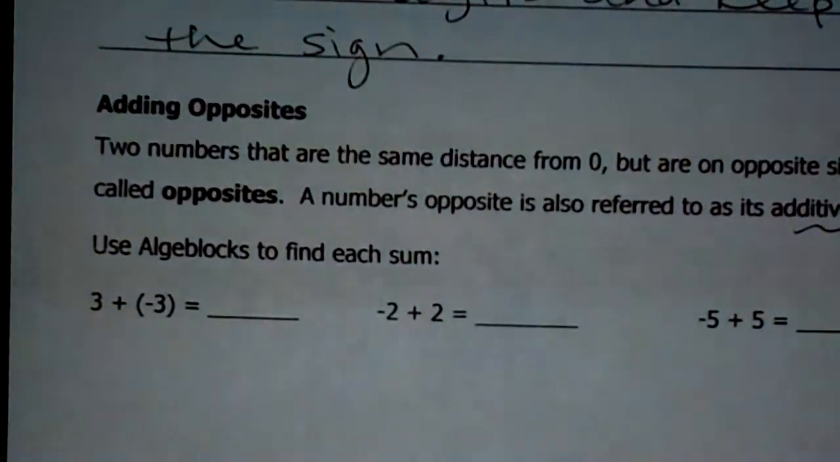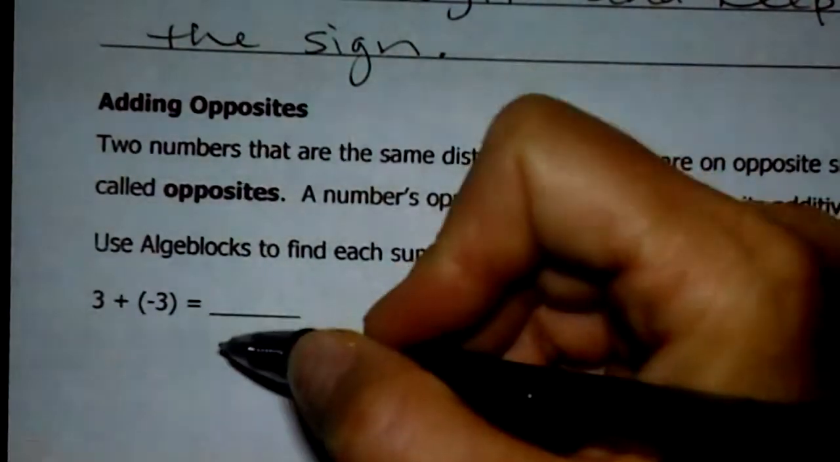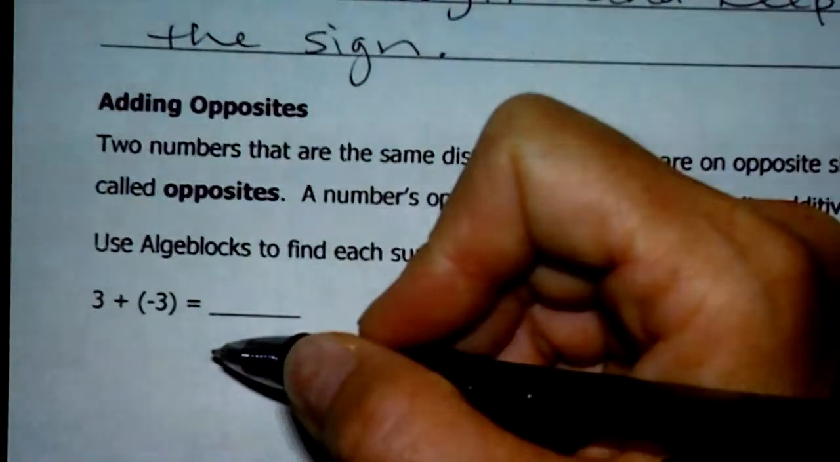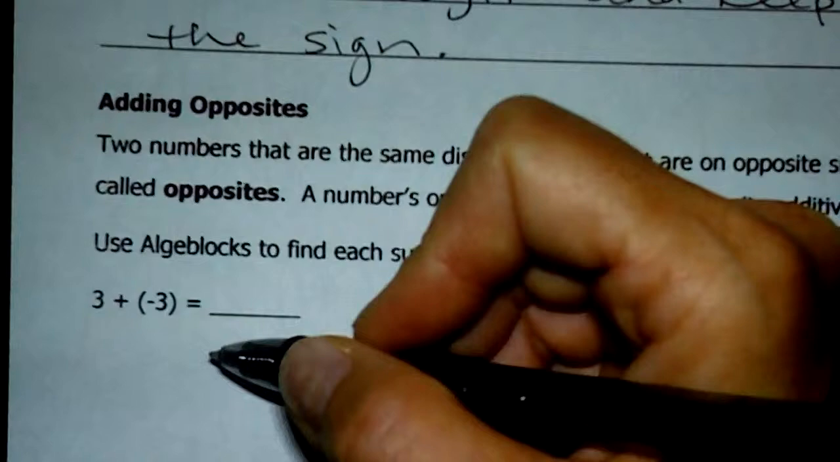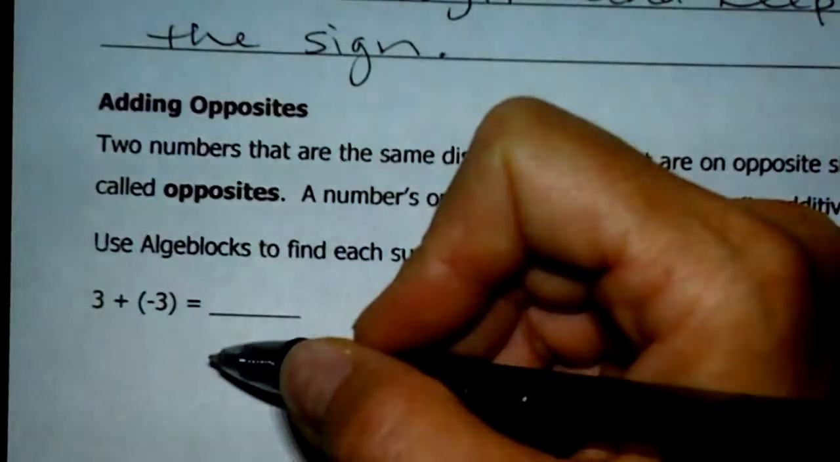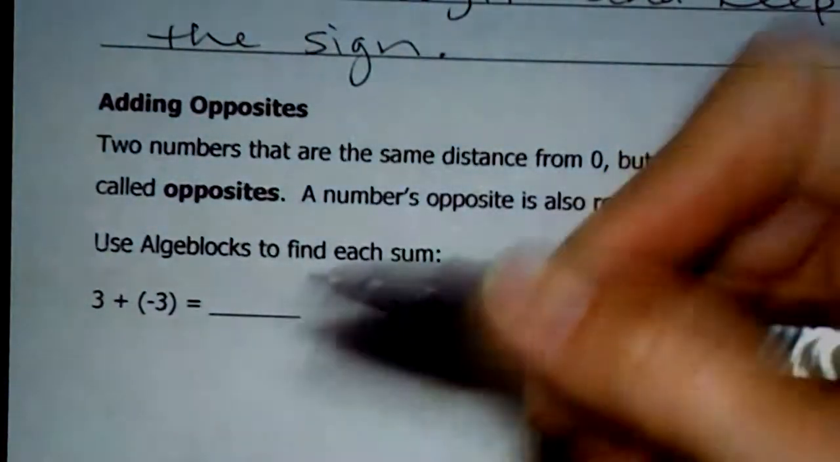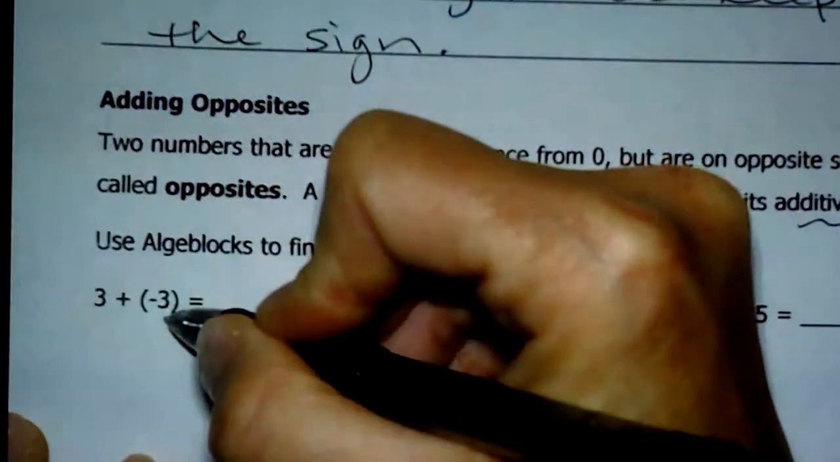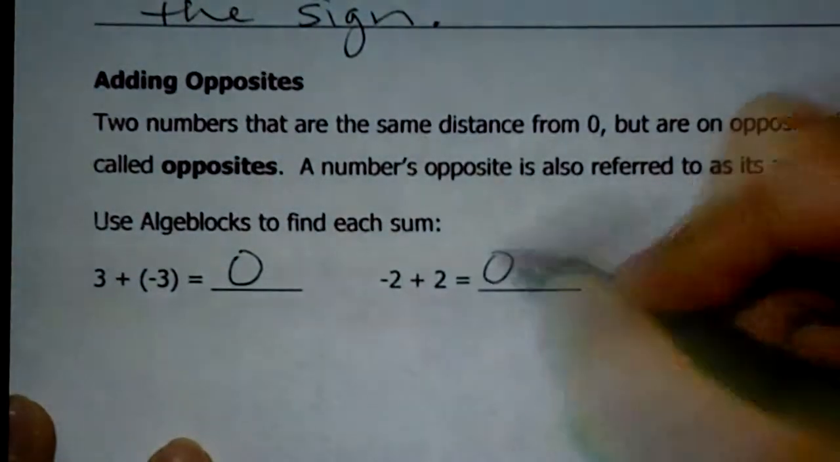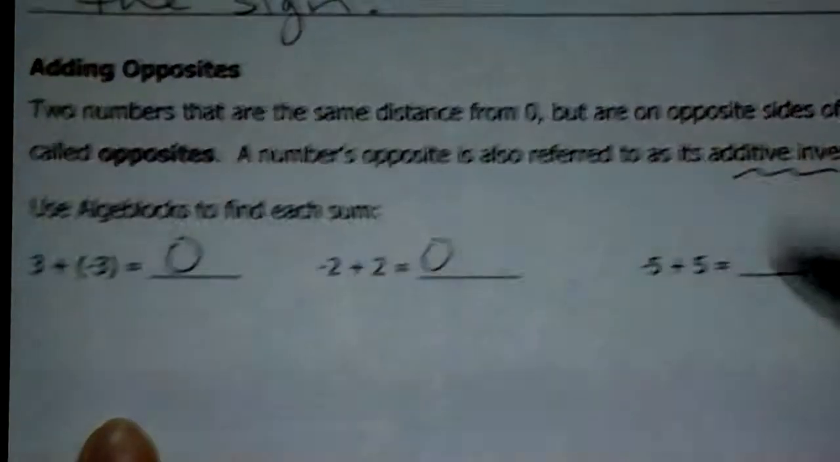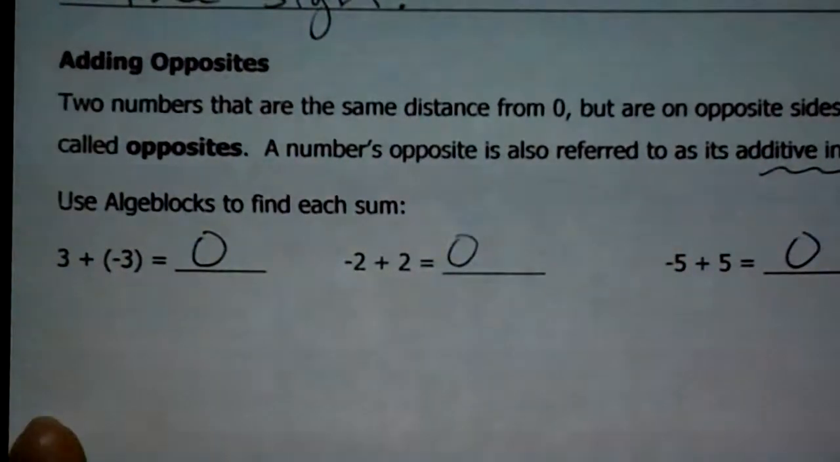They equal 0. All right, so an example. If I owed someone $50 and I paid them back $50, I now have 0 debt, right? Because a -50 and a +50, when put together, equal nothing. So a 3 plus a -3, that's 0. A -2 plus a +2, 0. A -5 plus a +5, 0. Always.